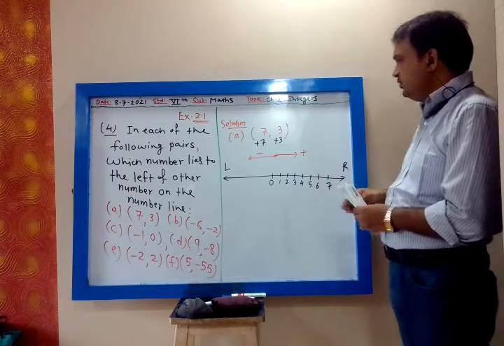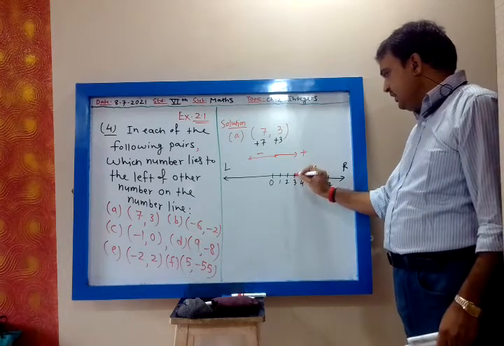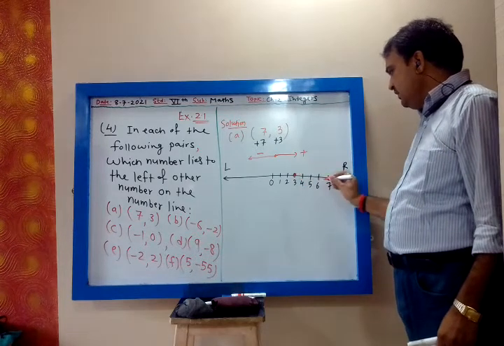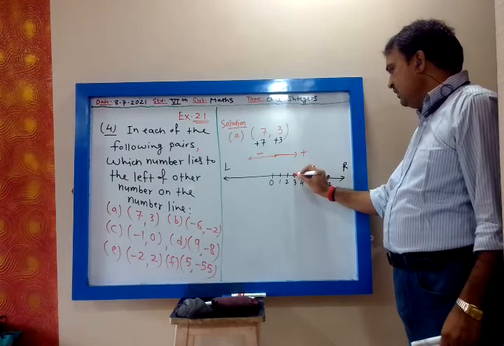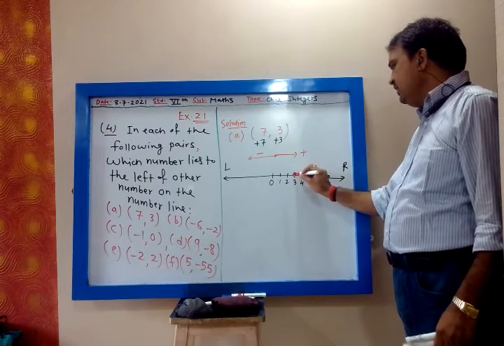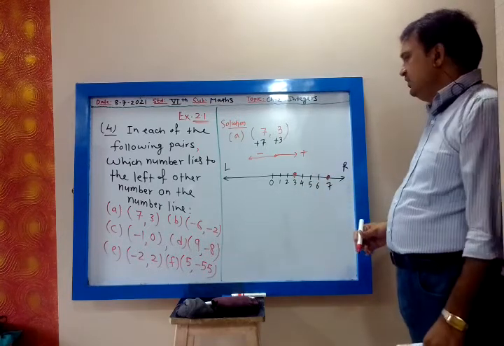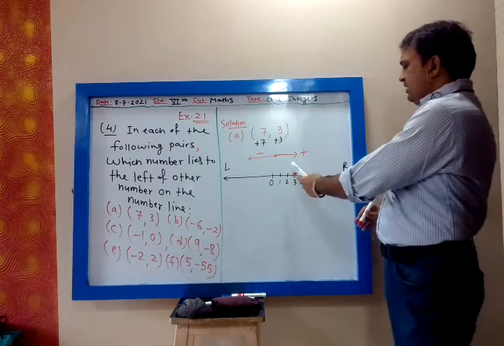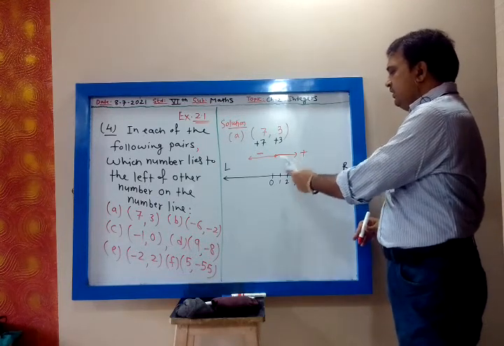Okay. So now the numbers given are 7 and 3. This is my 3. This is my 7. Now from the number line you can easily find out which number is on the left. Yes, tell me. 3 is to the left of 7. 3 lies to the left of 7.